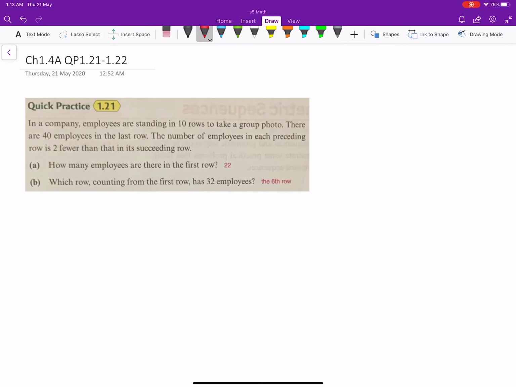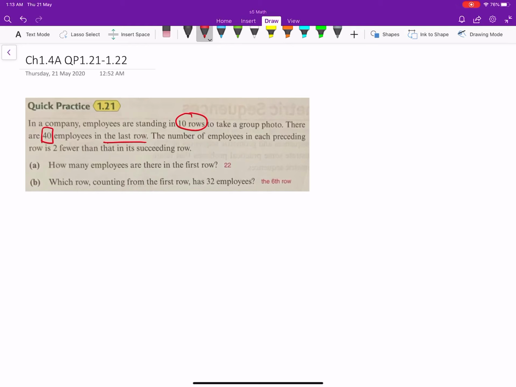Now in a company, employees are standing in 10 rows to take a group photo, and there are 40 employees in the last row. Okay, 40 in the last row. And the number of employees in each preceding row is 2 fewer than that in each succeeding row.